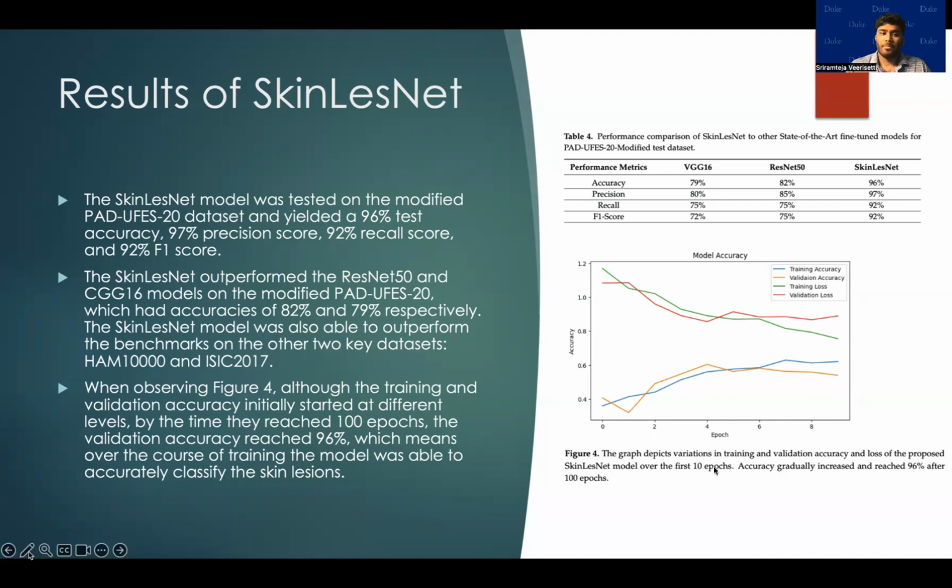And when observing figure 4, we see that although it only has 8 epochs here, by the course of 100 epochs, the validation accuracy reached 96%, which means that over the course of the training process, the model was better able to capture the correct classifications of the skin lesions. And over the course of the epochs, also, the training loss as well as validation loss also tend to decrease, which is definitely a good sign.